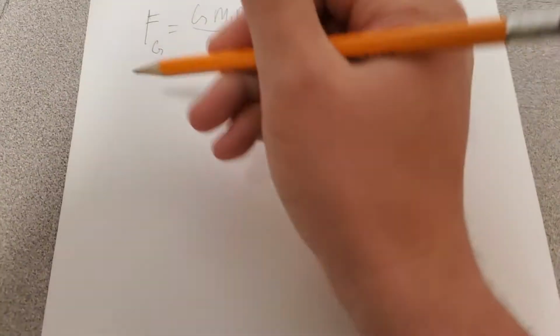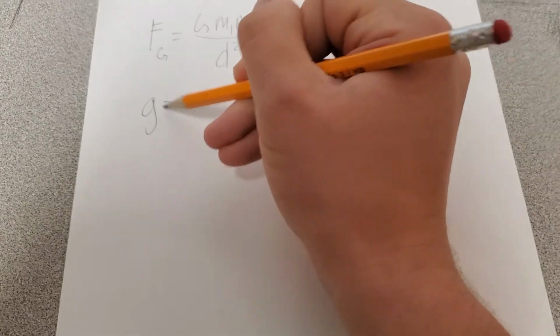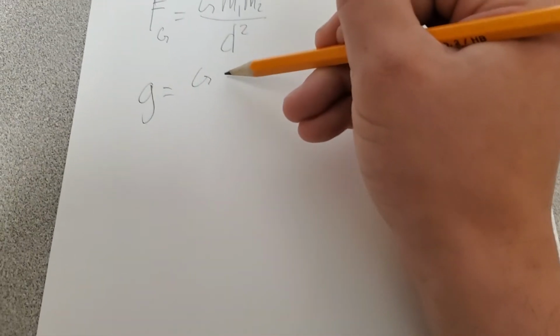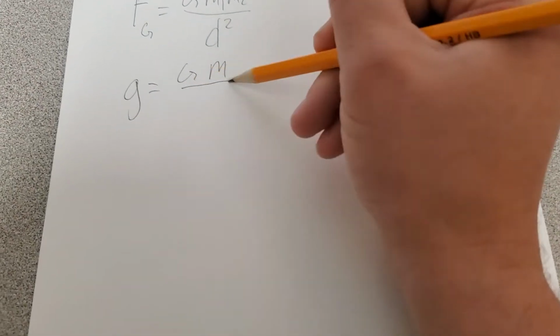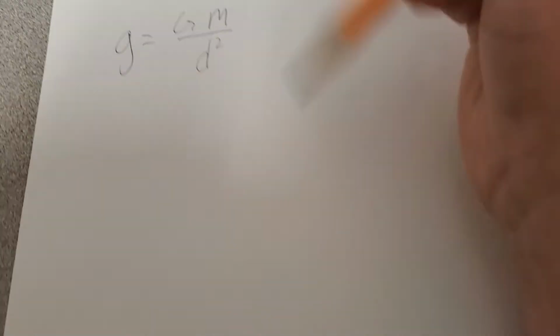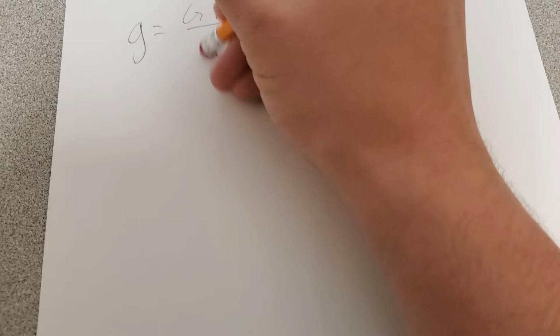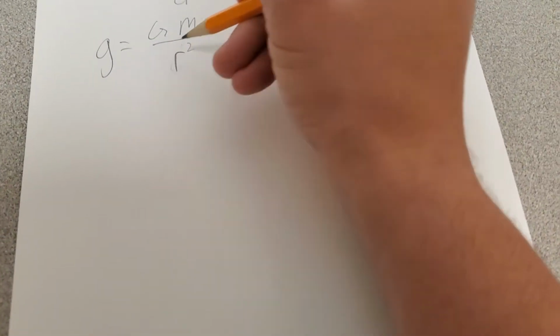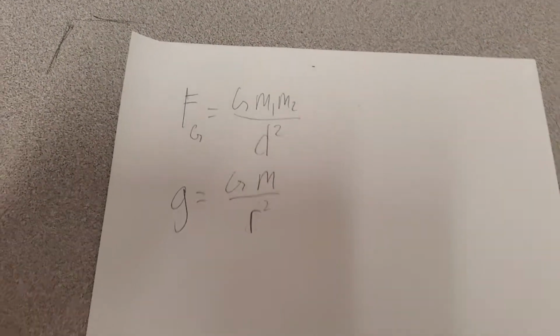We learned that the acceleration due to gravity on any planet is equal to the universal gravitational constant multiplied by the planet's mass divided by the distance to the center of gravity squared. Or, in most cases, it's the radius of the planet. So I'll go ahead and write that right here: radius of the planet squared. What else did we learn?